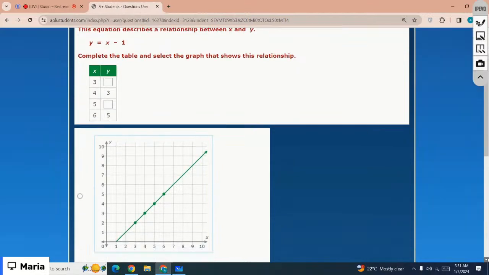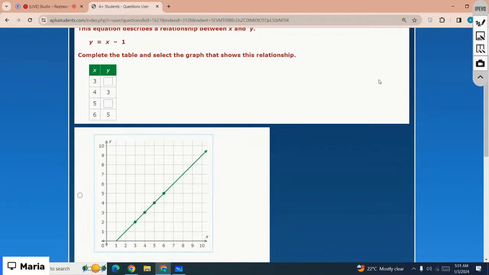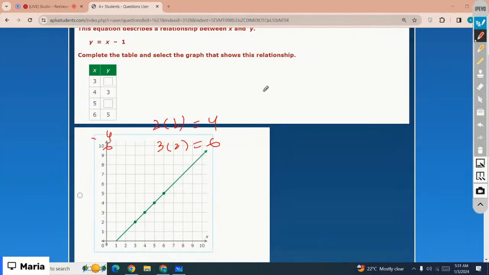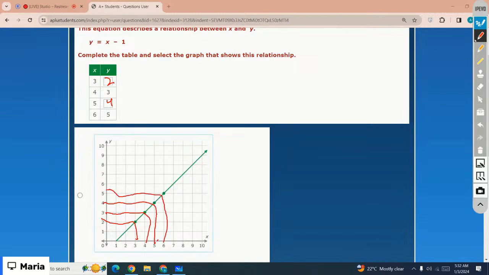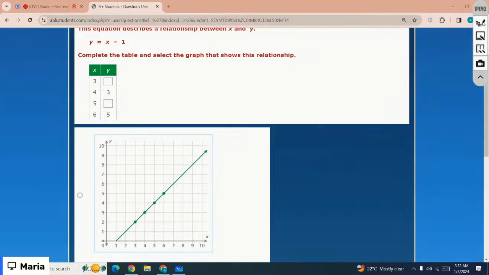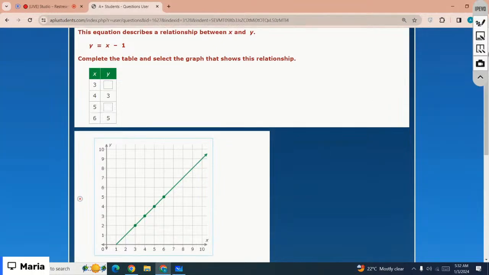Yes, the missing values are 2 and 4. Let's just match them with the first graph, right? Okay, x is 3, y is 2, right? X is 4, y is 3. X is 5, y is 4. X is 6, y is 5. That means that is the correct option. The correct option is option number 1.